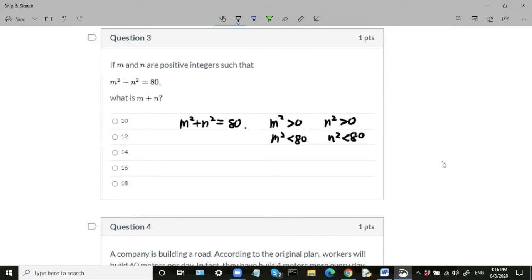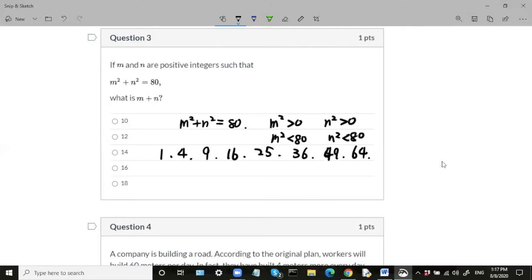So then we have two perfect squares whose sum is 80. And we can list all the perfect squares between 1 and 80. Okay, so 1, 4, 9, 16, 25, 36, 49, 64. And 81 won't be included because 81 is larger than 80.